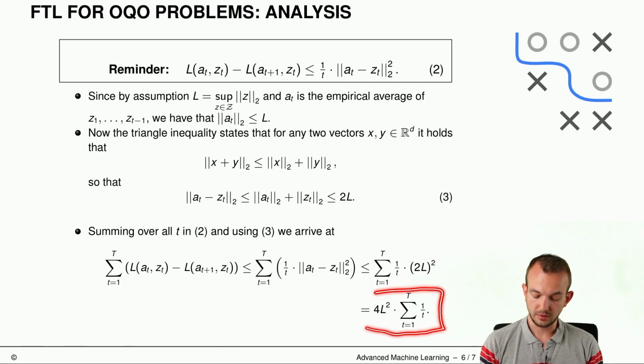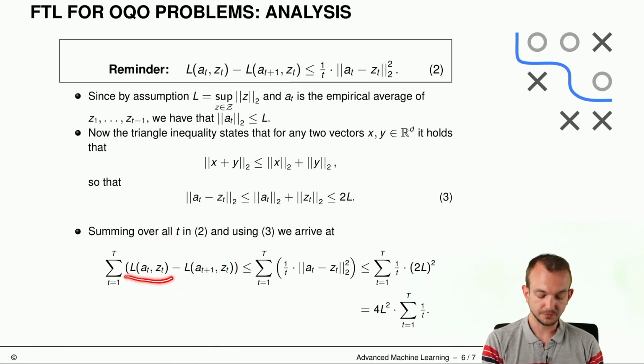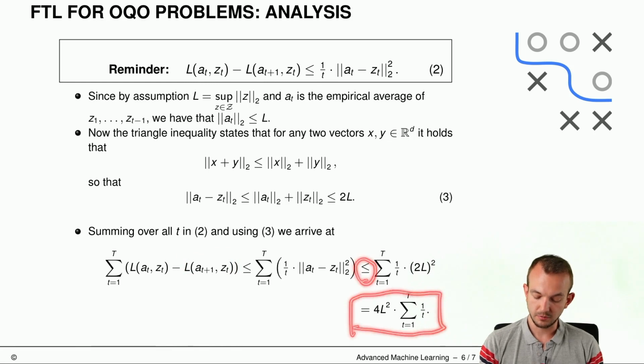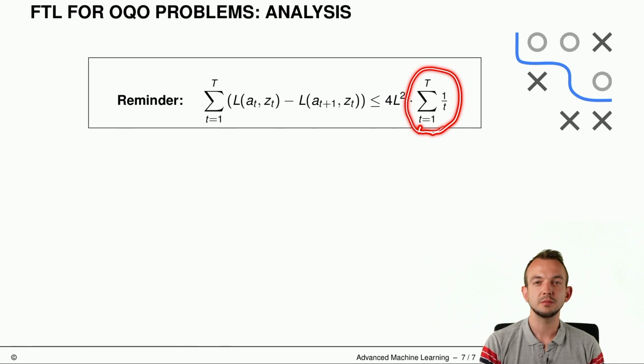And well, we end up with this expression that the cumulative difference between the losses of the follow the leader algorithm as it is and its one step look ahead cheater version is bounded by 4 times L squared and then the harmonic sum, more or less. Yeah? So here you see the harmonic sum. We sum up 1 over t. And now all we need to do is essentially say something about the growth of this harmonic sum with respect to the time horizon.